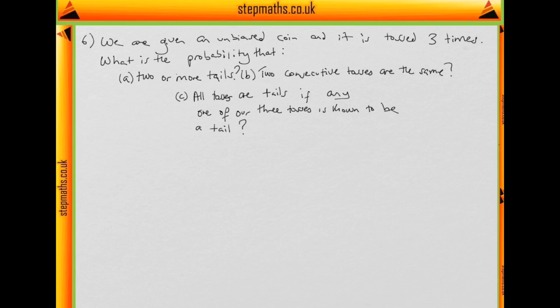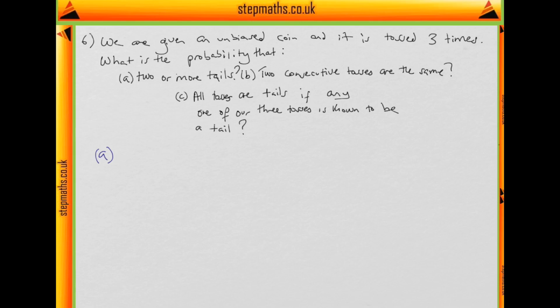So the fact that this coin is unbiased means that the probability of tossing a head equals the probability of tossing a tail on any given toss, i.e. the probability of tossing a head and the probability of tossing a tail are both 1/2. So let's start with part A.